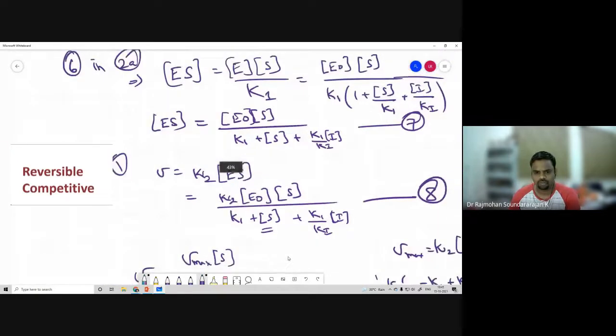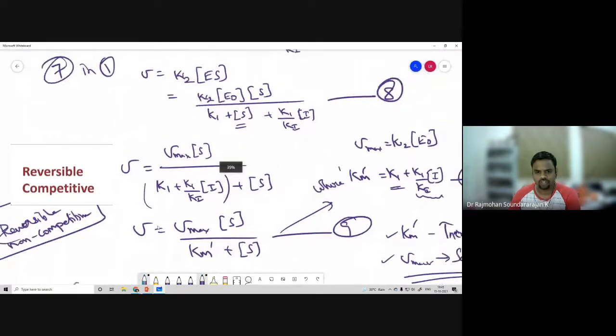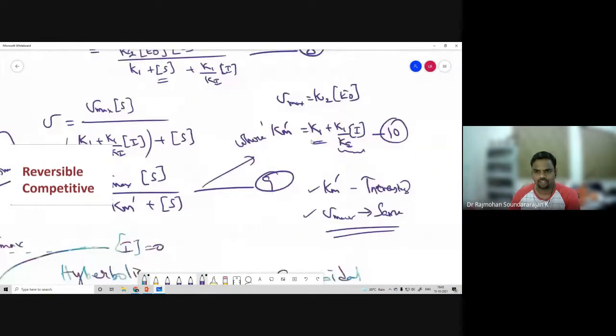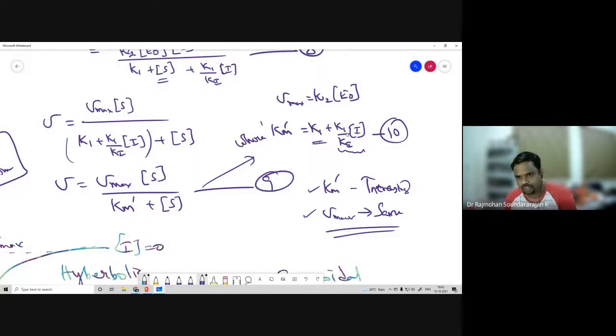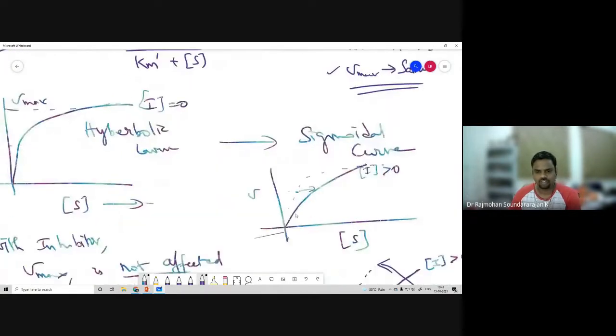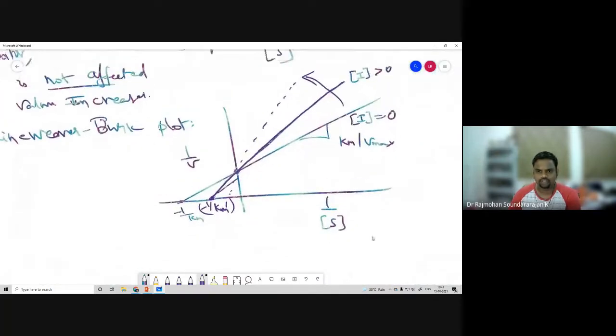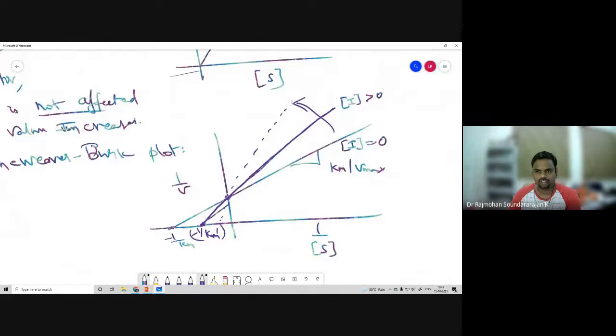Then we simplify to get the equation V equal to Vmax into S by Km dash plus S, where Km dash is equal to Km into (1 plus the concentration of I by Ki). So we can see the value is increasing. That's what we have seen with the graphical Lineweaver-Burk plot also. With the increase in the inhibitor concentration, there will be an increase in the Km dash value.